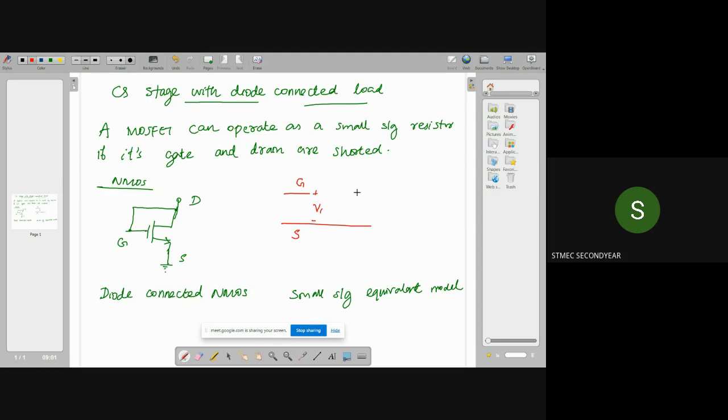This will be VGS. Then between drain and source you will have a voltage controlled current source whose value is GM into VGS.